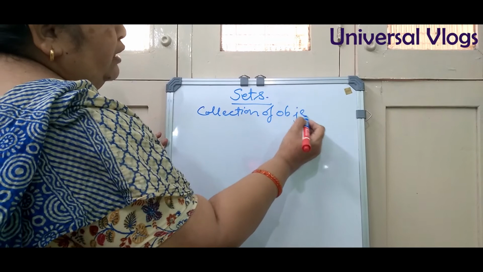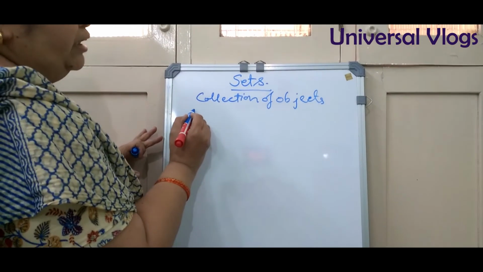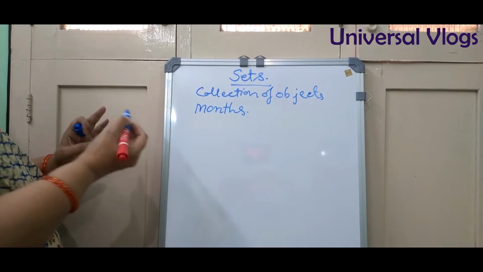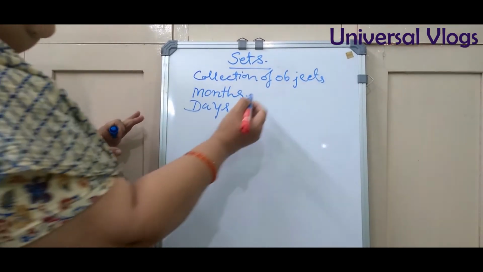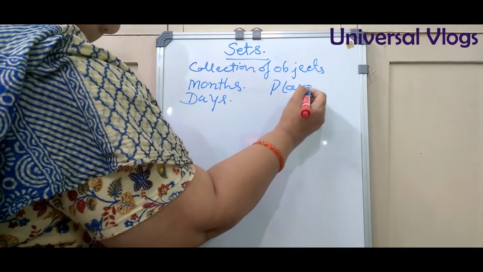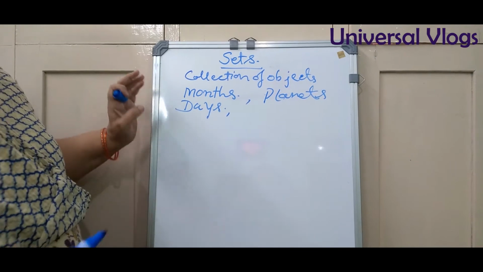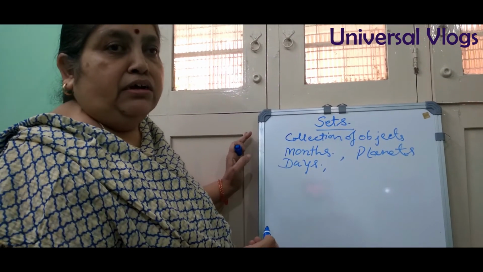We can consider any example here, say the set of months in a year, or the days in a week, or the planets in the solar system. Like this we can go on giving many examples: the set of odd numbers, the set of even numbers, the set of odd numbers between 1 and 10, the set of even numbers between 1 and 10, the set of natural numbers, the set of real numbers. Like this we can go on listing so many sets.